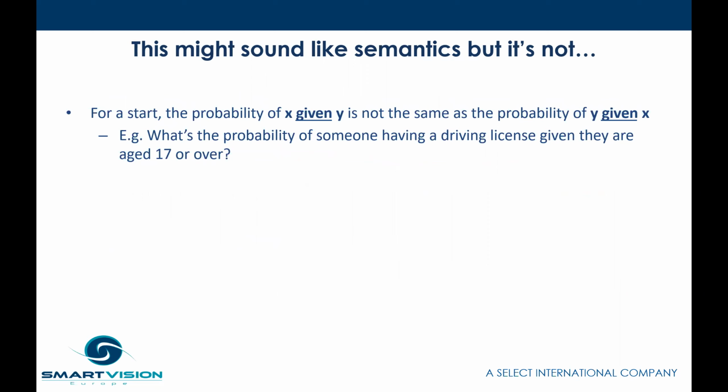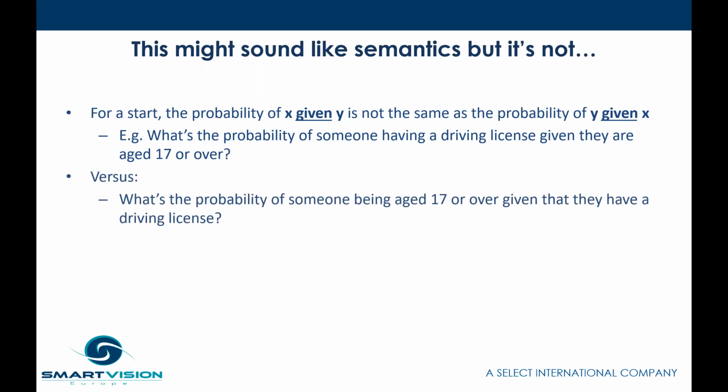It's really simple. You can simply say, well, what's the probability of someone having a driving license given the fact that they are aged 17 years old or over in the UK, let's say? I don't know what proportion of people aged 17 or over actually have a driving license, but it might be a 60% chance. I might guess something like that. The point is that that's not the same as saying what's the probability of somebody being aged 17 or over, given that they have a driving license. Because in order to have a driving license, you've got to be 17. So it's much closer to 100%. So they're not the same values at all, or they certainly don't have to be the same values.